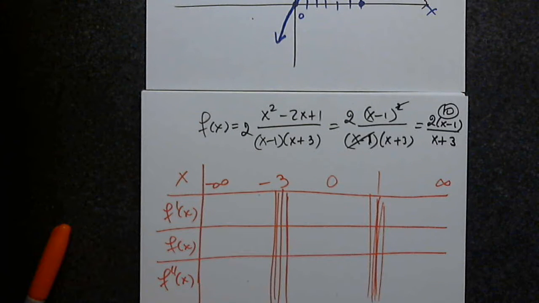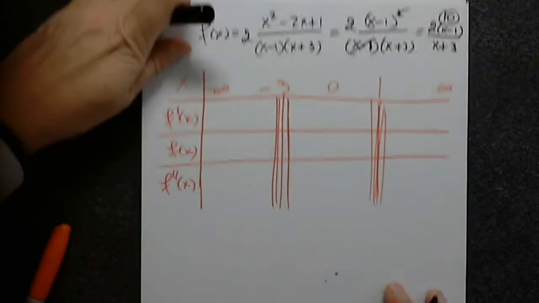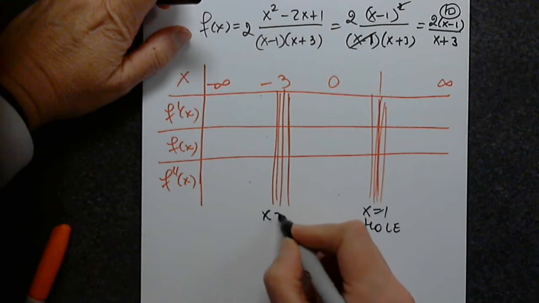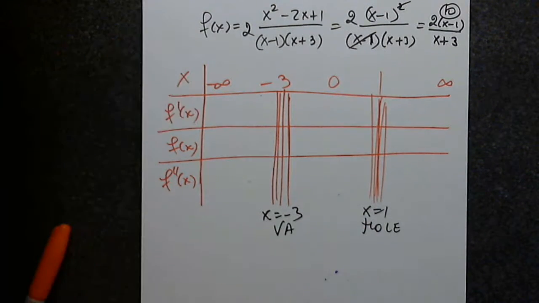What happens at x equals 1? It cannot be the same as what happens at x equals -3. It cannot be. At -3 is an asymptote. The factor cannot go away. But what happens at 1? So be very careful. X equals 1, it's a hole in the graph. X equals -3 must be a VA.